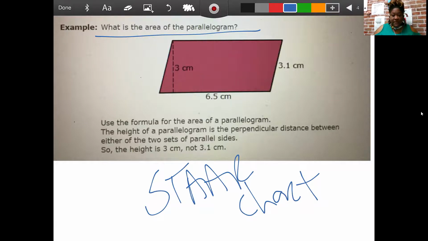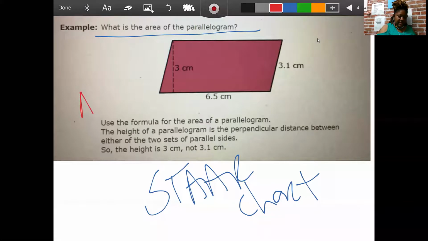Okay, does anyone know the formula? Hold on one second. Let me get my formula chart because I don't have these memorized either. Okay, I have one right here for my first period. So the star chart says the area of a parallelogram is going to be area equals base times height.